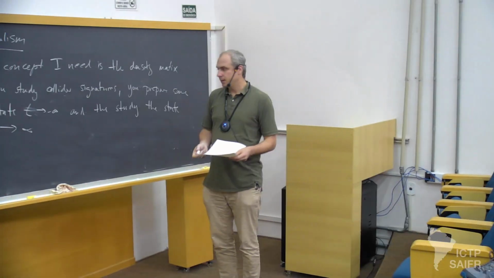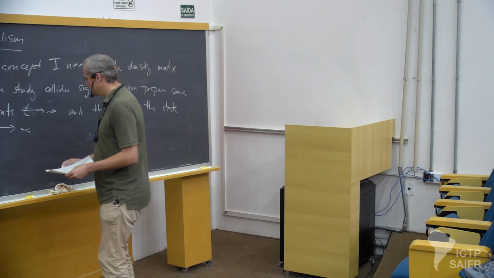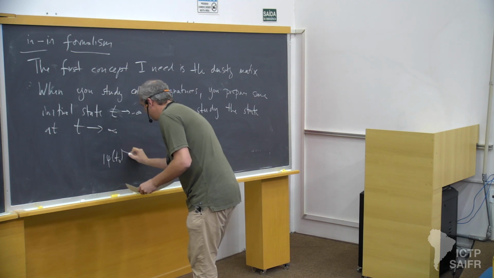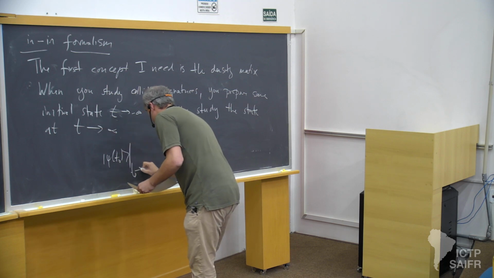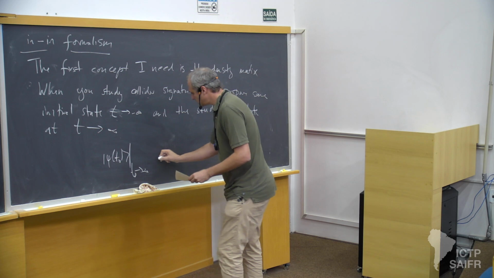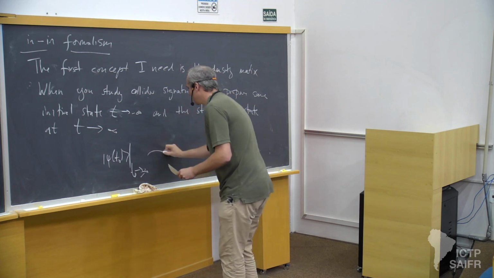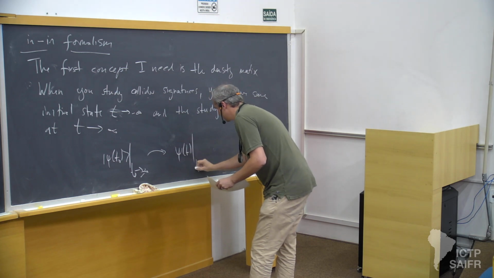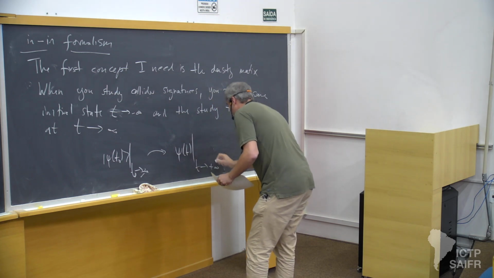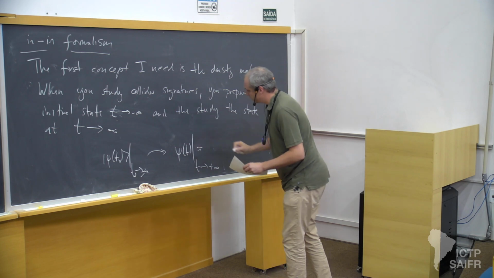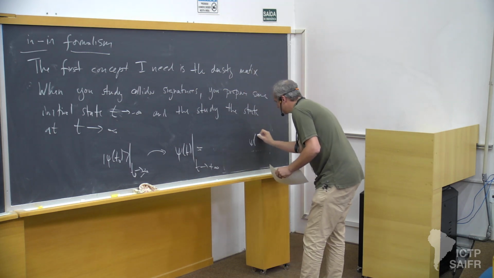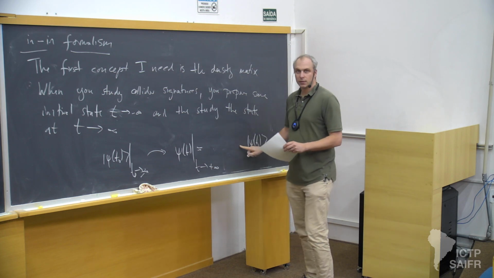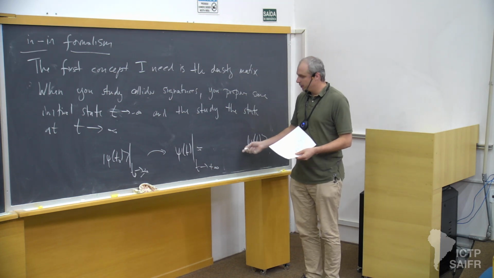And one way to do this is formally the following. Let's say you have some initial state, psi, at a time t0, and typically you would send t0 to minus infinity. And now you would like to know what is psi of t, where t goes to plus infinity. Formally, you start with your initial state, and then you act with a time evolution operator on it.